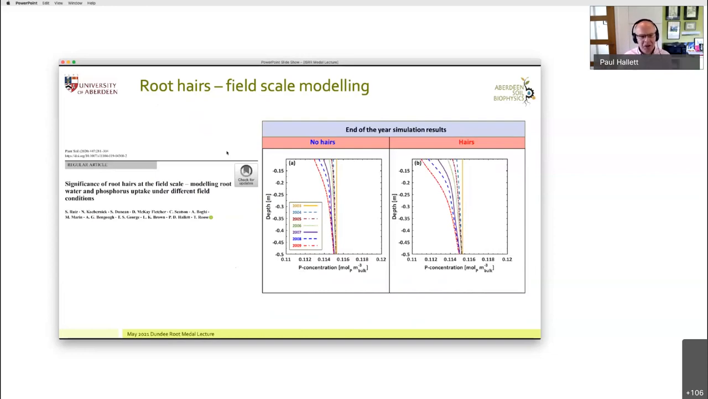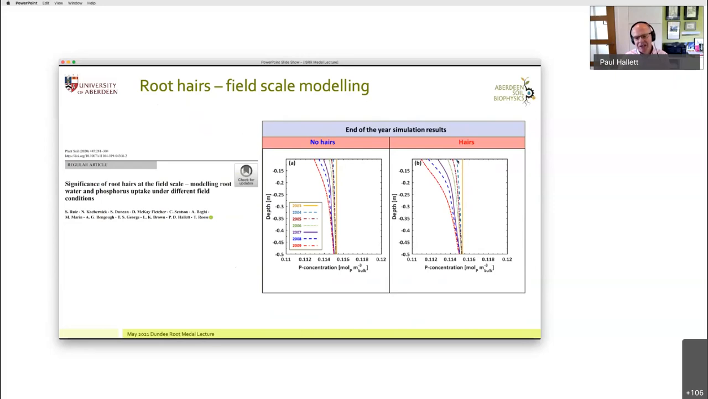And so the graphs that are shown here, these are simulations that were done by Sile Ruiz at Southampton. They show the phosphorus concentration and how it changes in the soil over time, assuming that no new phosphorus has been added to it. So we start off in 2003, which is this kind of yellowish line. And then as we move through time, you can see the phosphorus being taken up from the soil by the different genotypes.